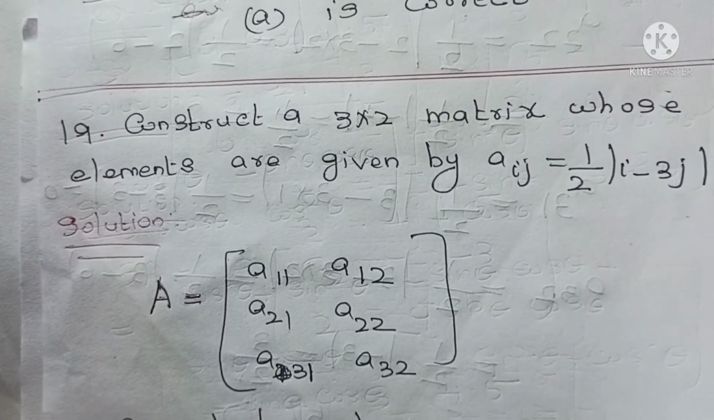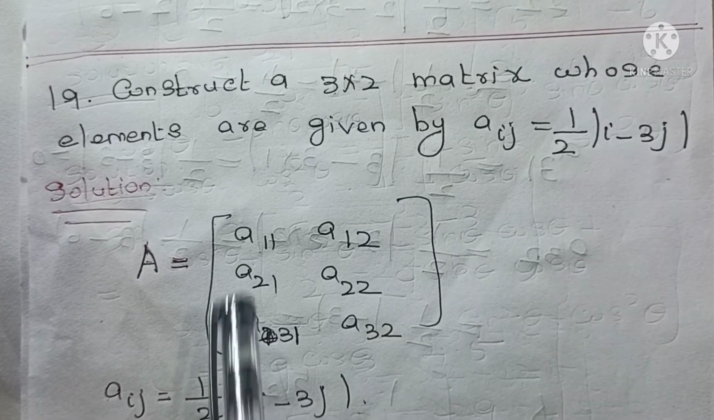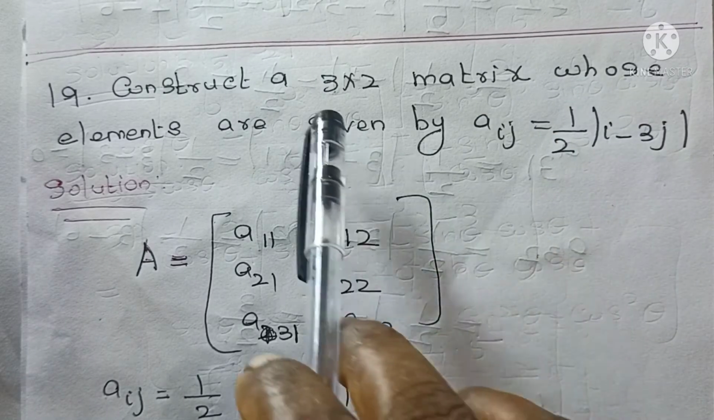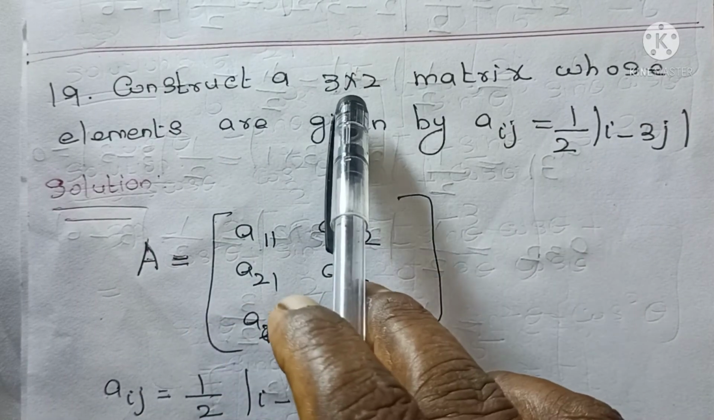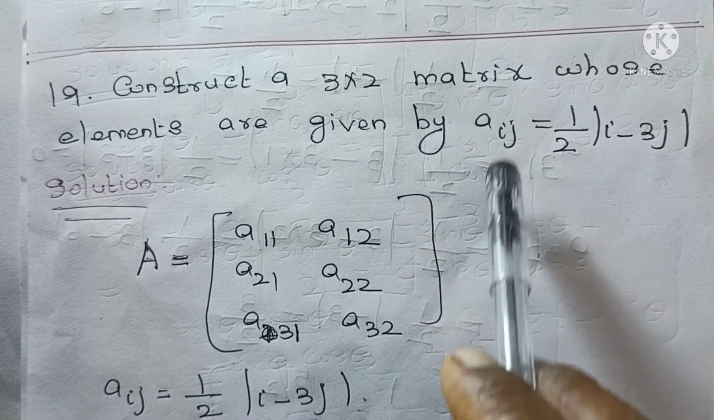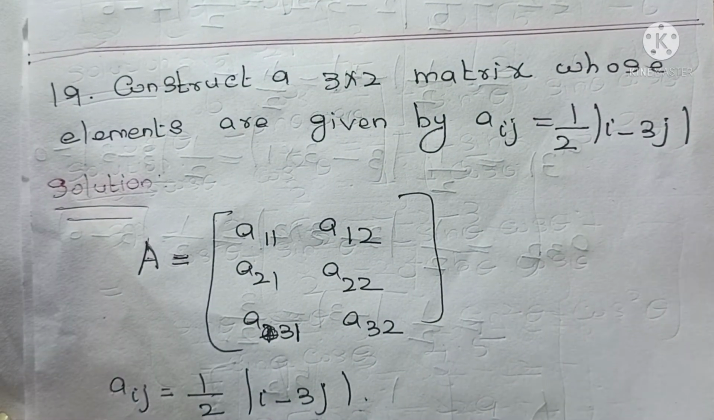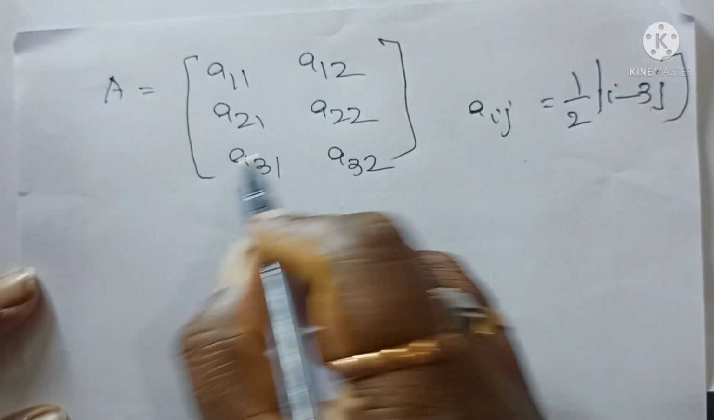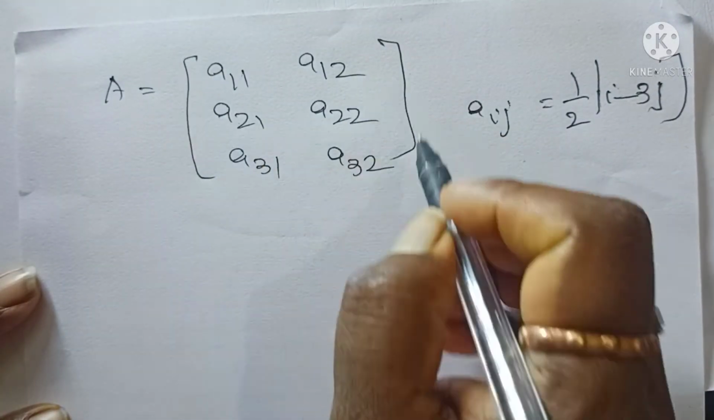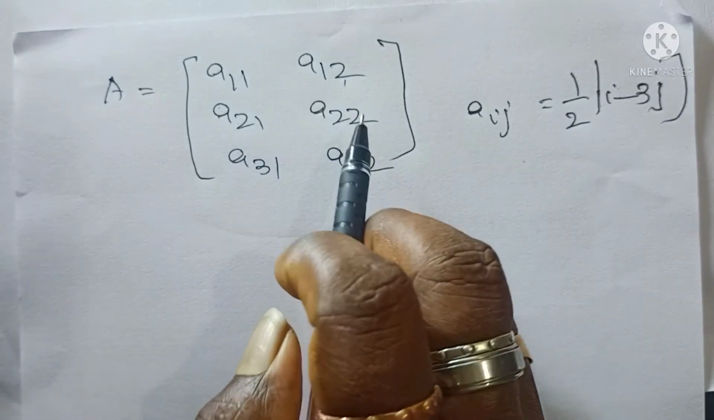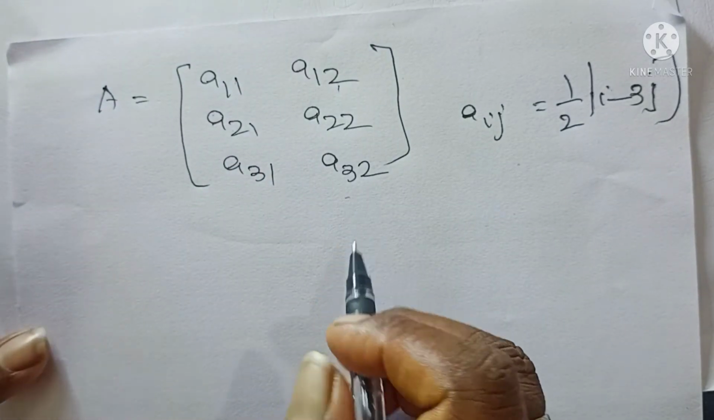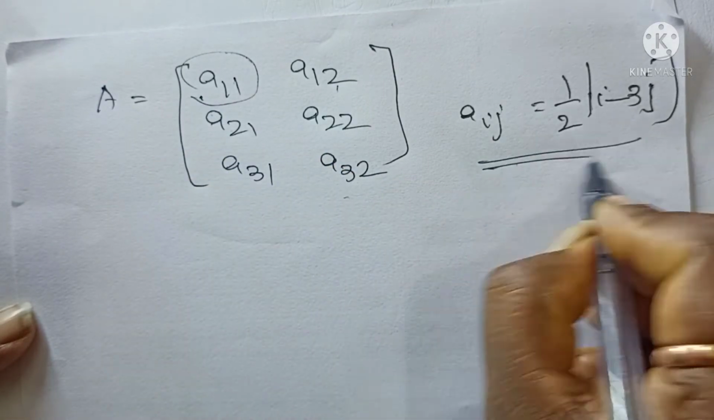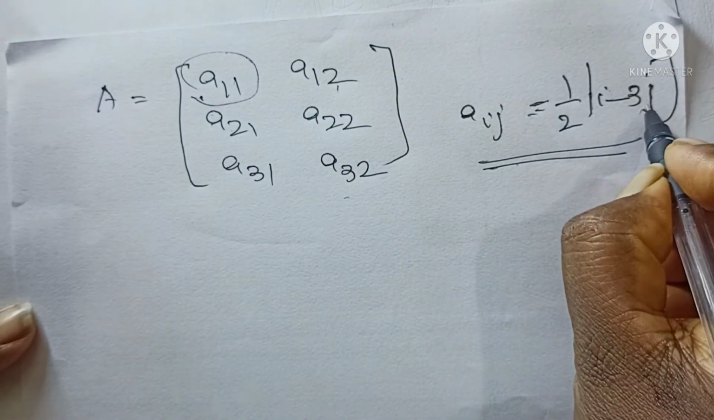Then next, let's move on to the 19th question. Construct a 3 by 2 matrix whose elements are given by this one. First, we have to construct a 3 by 2 matrix. So 3 by 2 matrix means 3 rows and 2 columns, correct? We have to write like this: A11, A12, A21, A22, A31, A32. We have to find all the values, A11 and so on, separately, because this is a little bit difficult to do.